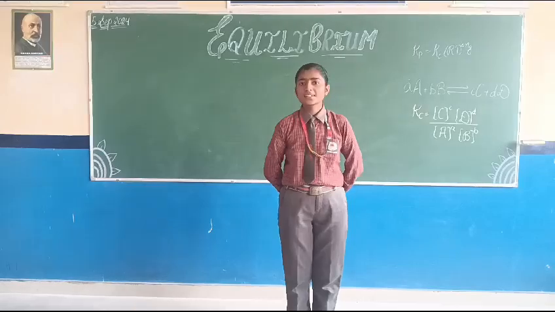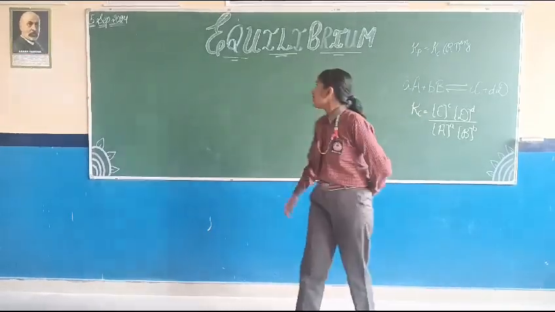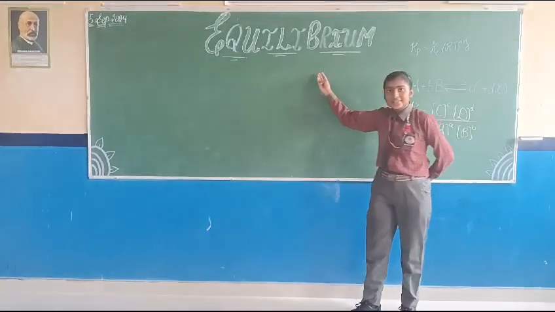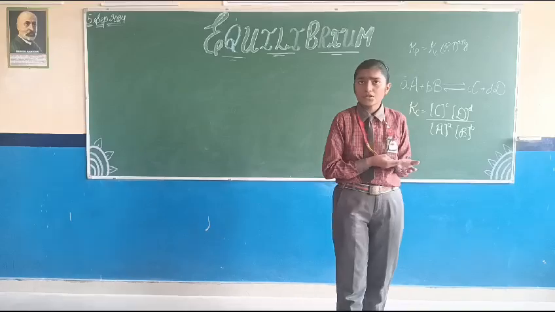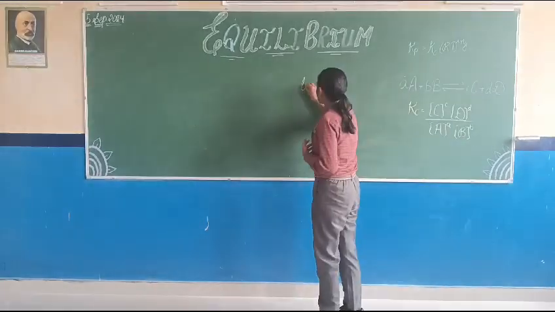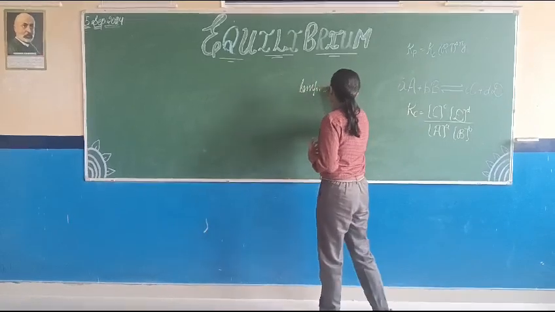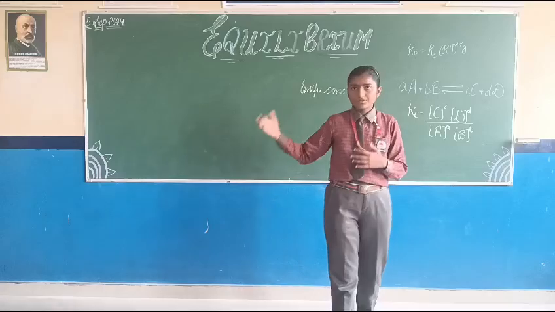Standing here for mastering the concept on the subject chemistry, my topic name is equilibrium. From the chapter name, the question arises: what do you mean by equilibrium? Equilibrium can be defined as the state of a process in which measurable quantities such as temperature and concentration do not change with the passage of time.